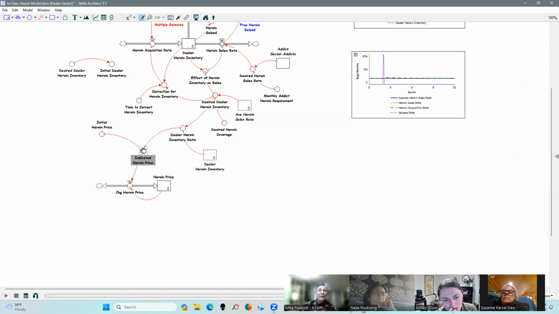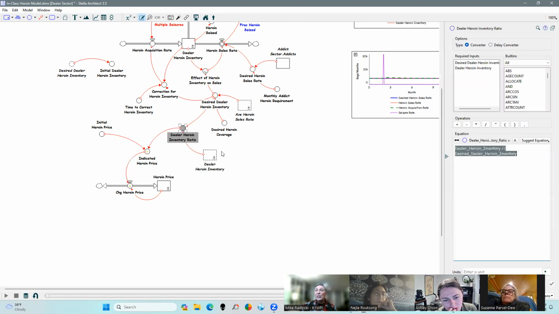So remember that this ratio is kind of a supply-demand ratio, right? When that ratio is 1, the dealers have what they would like to have. If it's bigger than 1, they have more than enough. And when it's less than 1, they're short, right? That ratio.